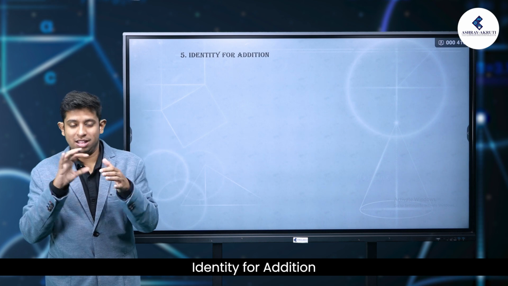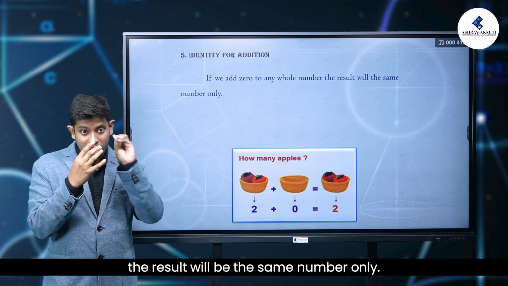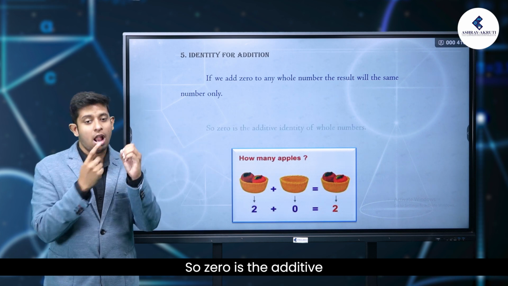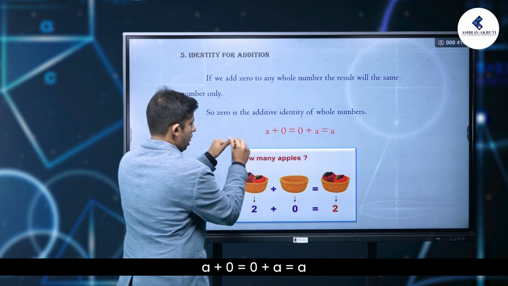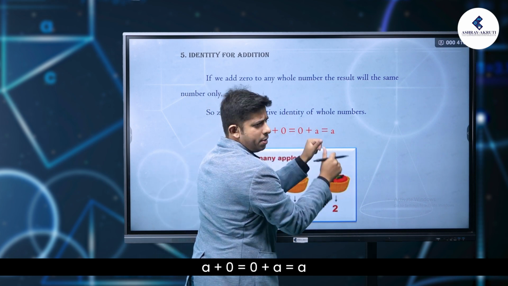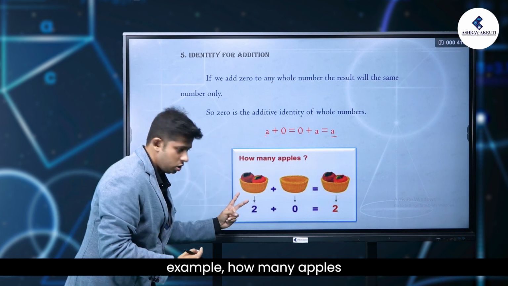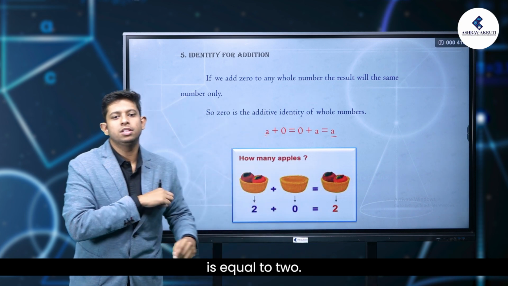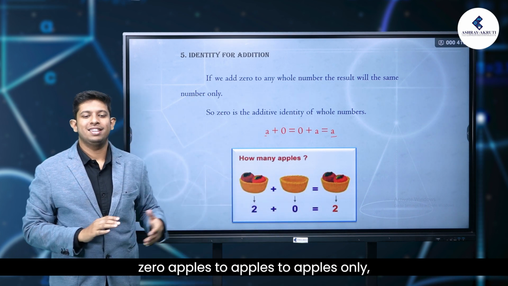Identity for addition. If we add 0 to any whole number, the result will be the same number only. So 0 is the additive identity of whole numbers. A plus 0 is equal to 0 plus A equals A. In the example, how many apples? 2 plus 0 is equal to 2. This clearly shows that if we add 0 apples to 2 apples, we get the 2 apples only.